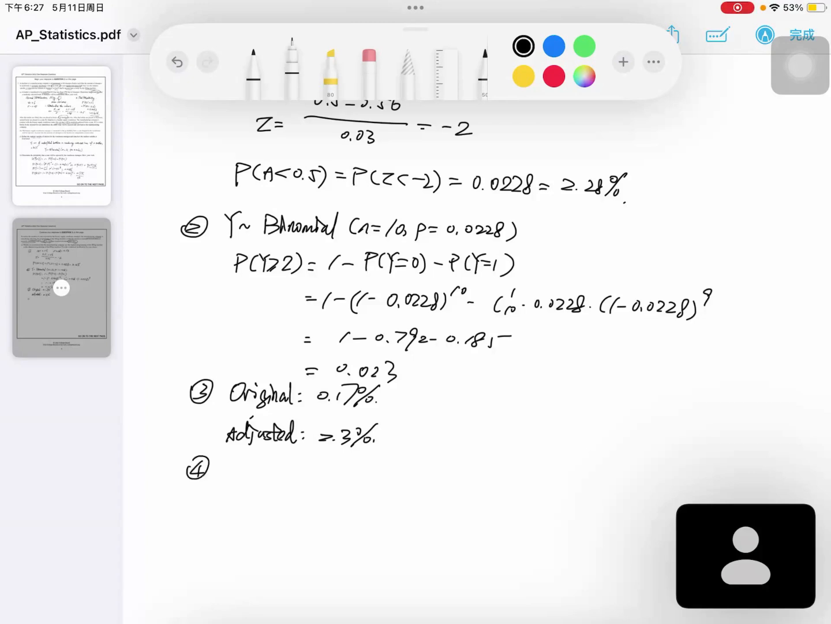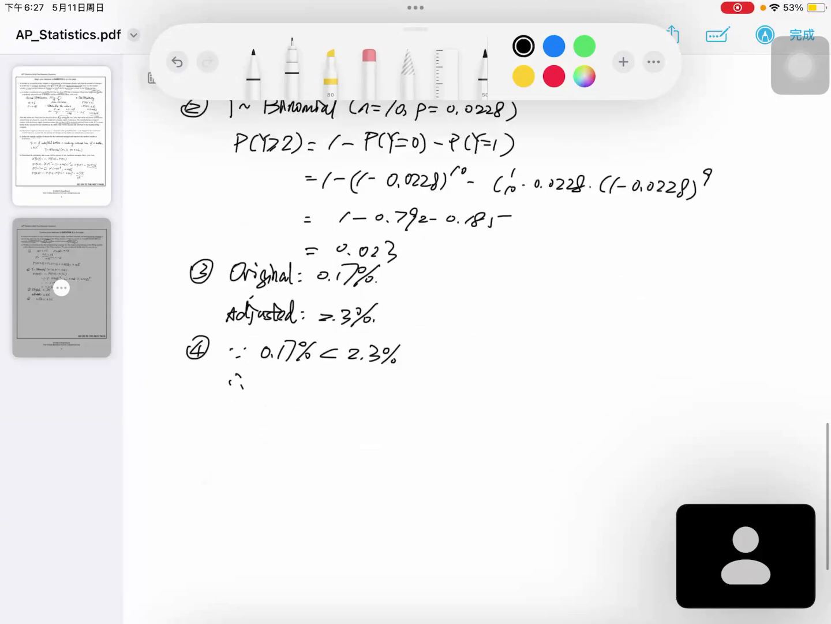So the last step is, because 0.17% is smaller than 2.3%, we apply the original programming.